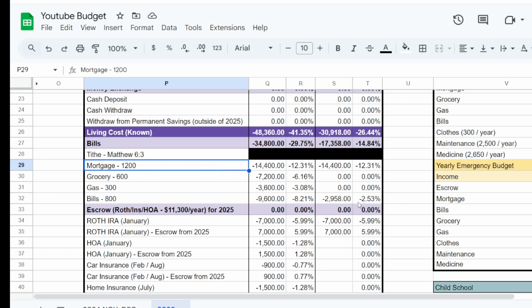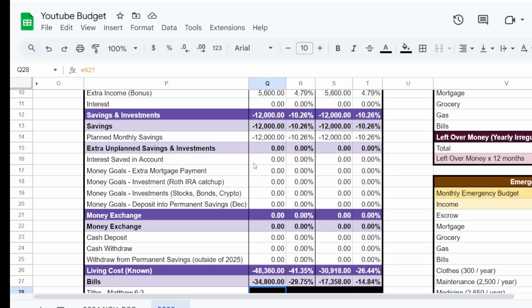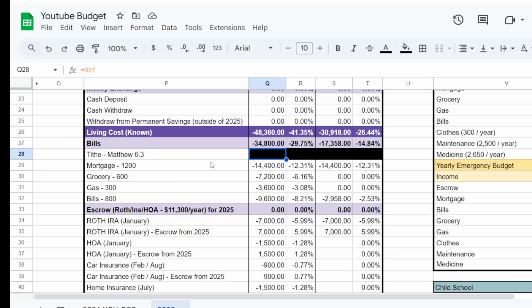Just the fact that we do tithe, and I put a verse here, Matthew 6:3, if you want to look that up. But this doesn't affect our overall income because I already took that money out and took that out of my yearly expenses. So this whole Excel sheet should still zero out to zero.